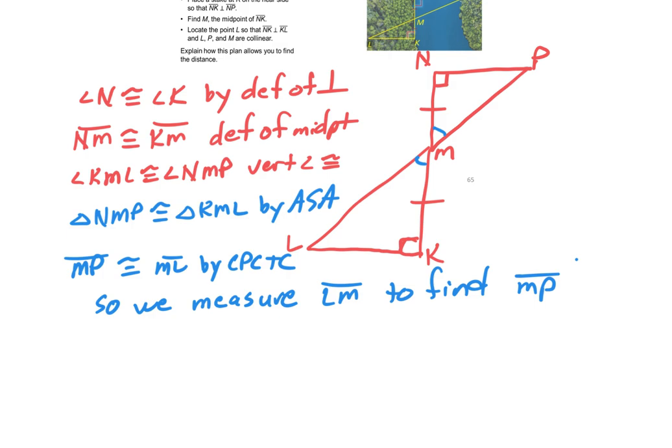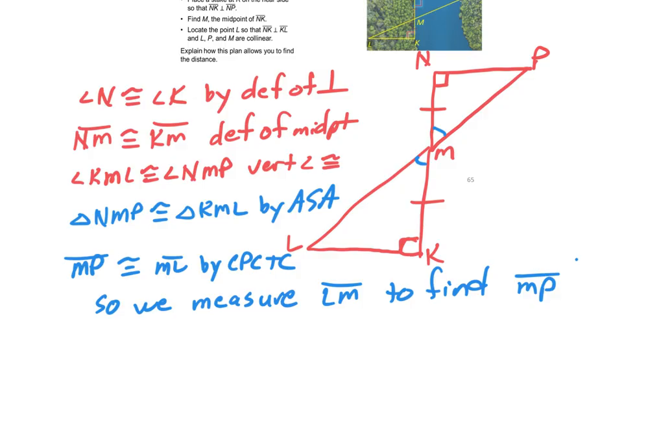We have something that's otherwise difficult to measure. I can't just stretch a tape measure across the river here. So if I measure the length from M to L, that would be the same as the length from M to P, and then I would know how far it is across the river. So that would be an example of where I could use a triangle congruence to get us to where we need to be. It's a little bit different process, but that's where it could come into play.